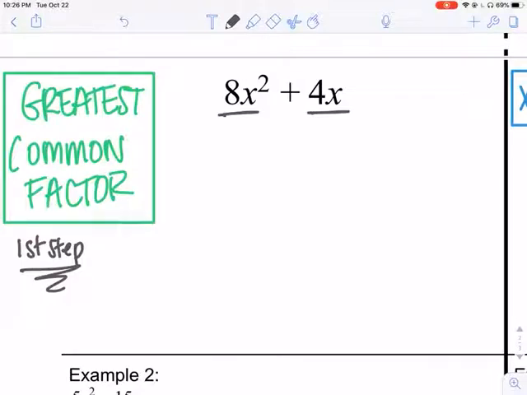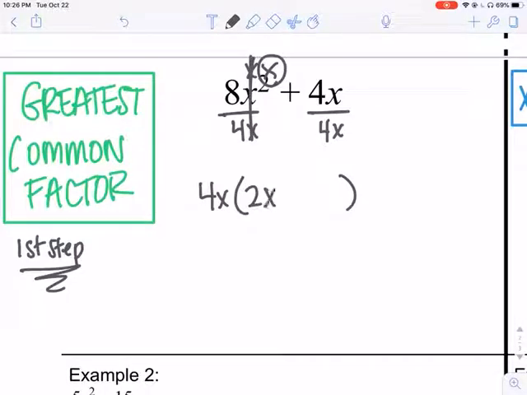I can see that they're both divisible by 4 and that I can take out an x from each of them. So I know that 4x is going to go to the outside. And then I'm going to actually divide and see what's left. So 8 divided by 4 is 2, and x squared divided by x. This is like saying x times x. We can cancel these ones, and that's going to leave us with 1x left, right? And then 4x divided by 4x, anything divided by itself is 1. So I'm going to put a 1 there.